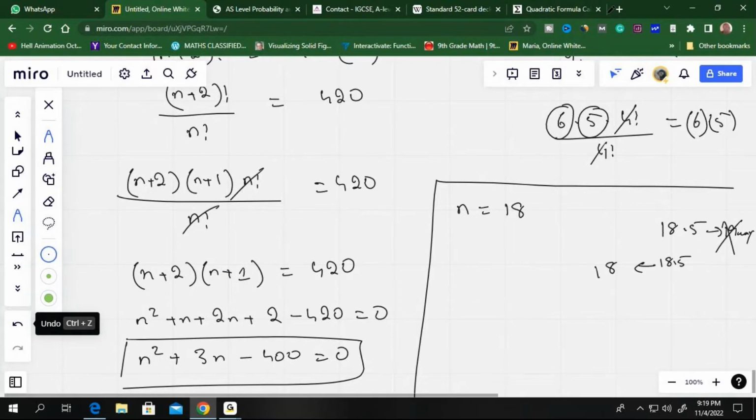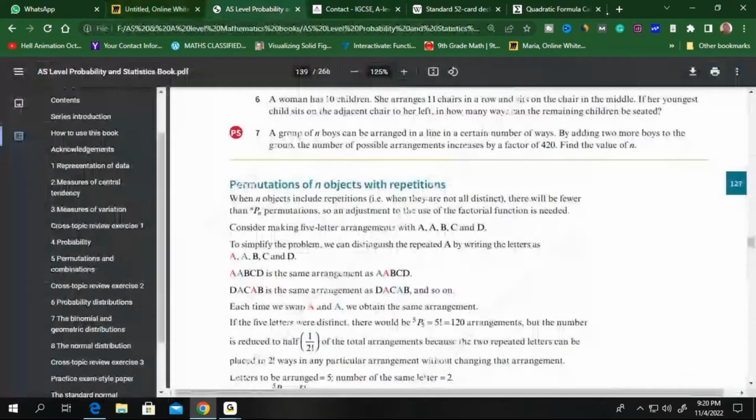So do I give 18 or just 18.5? No, 18.5 number of ways doesn't make any sense. You have to pick up a natural number. So pick up 18. So there are 18. Wait a second, what was the question? 18 possible values of n.